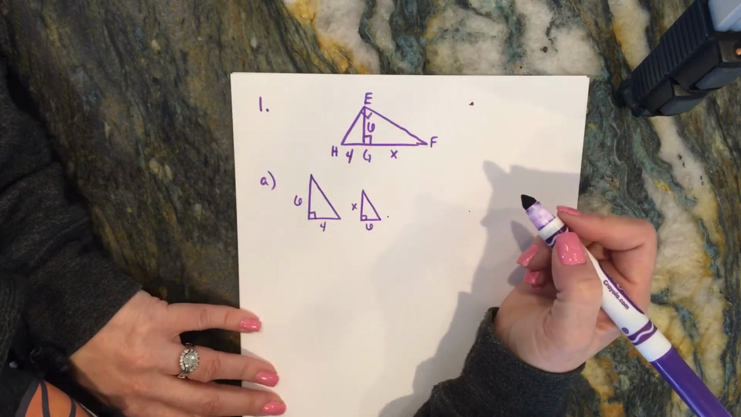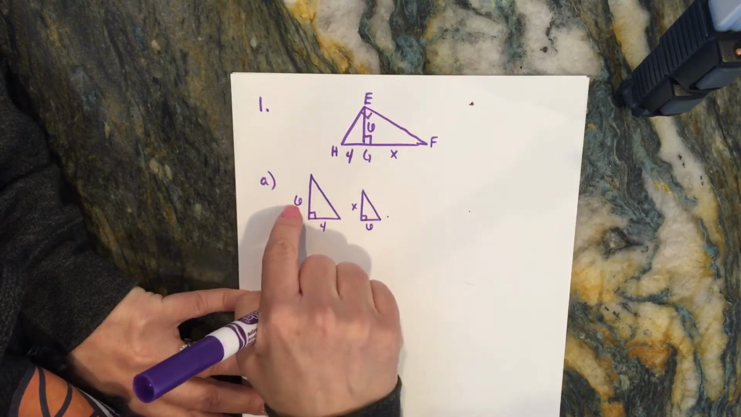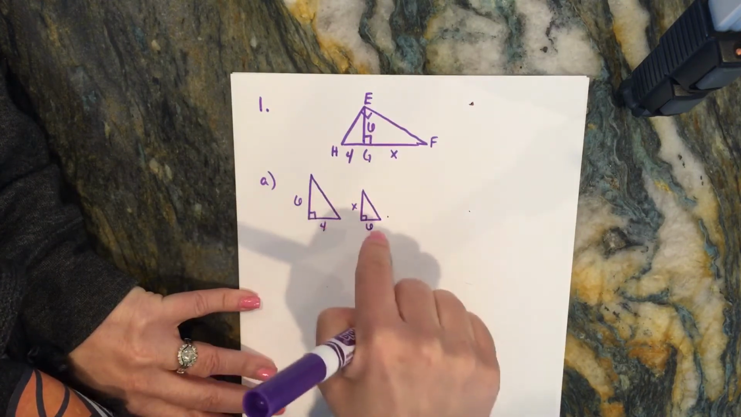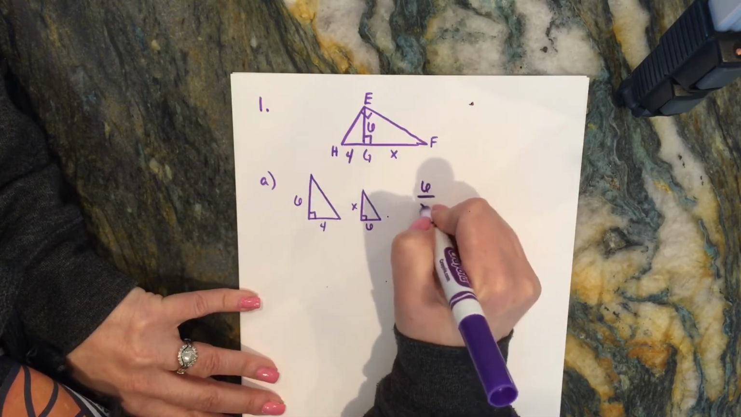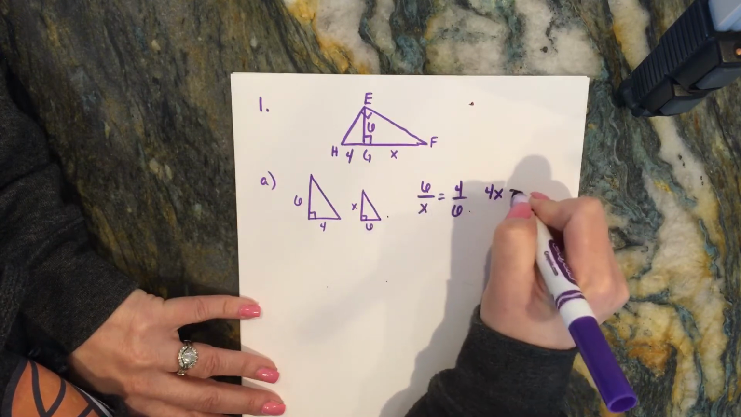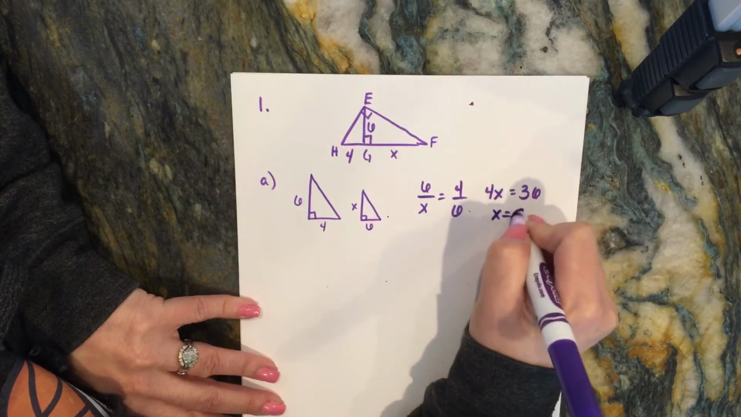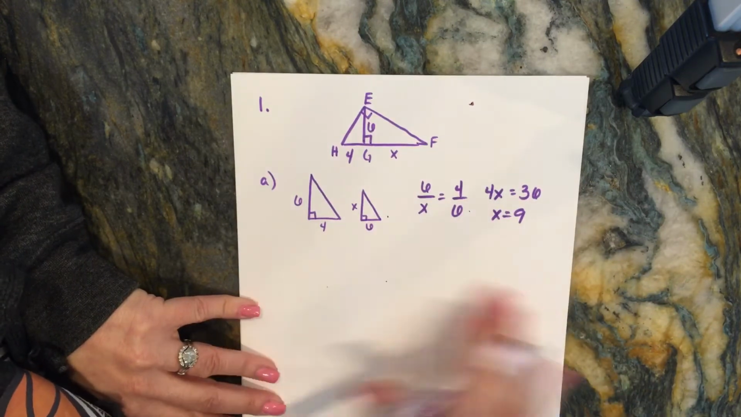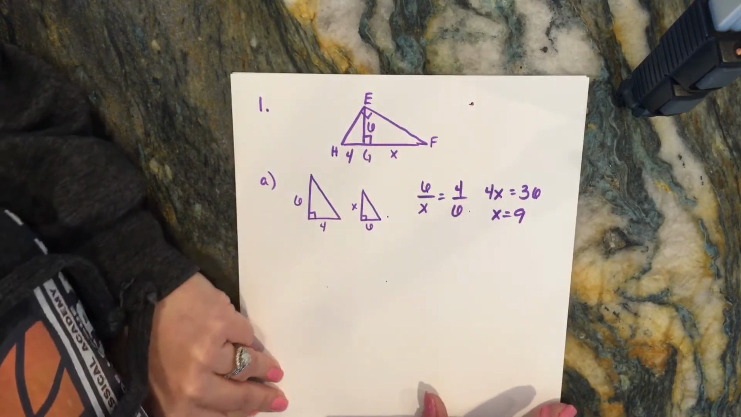All right, so we can set up our proportion. 6 is to X as 4 is to 6. And you cross multiply, 4x equals 36, so x equals 9. I'm sure you got that right because you are brilliant young people.